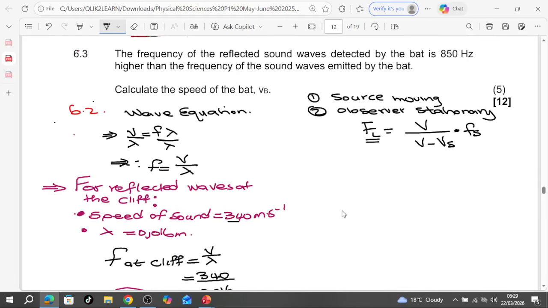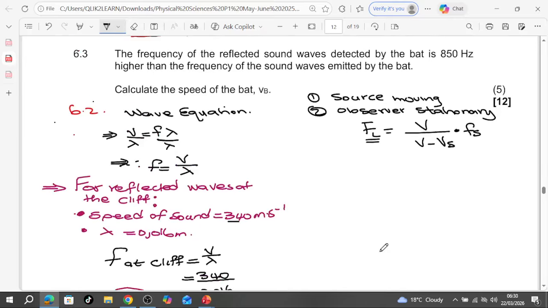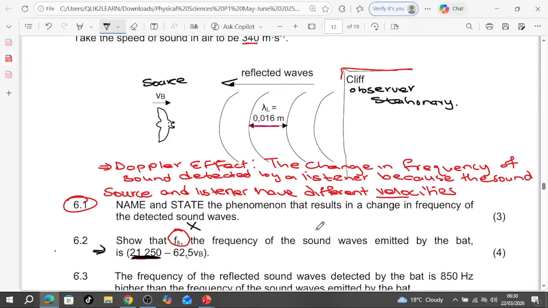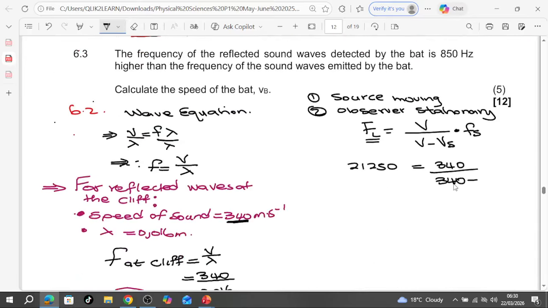Okay, so now we have the frequency of the listener at the cliff. The frequency of the listener, we just calculated this to be 21,250. So when we substitute, this is 21,250, and then we equate this to V, which we already know is 340. I'll have 340 on top, divided by V, which is also 340, minus the velocity of the source. They said that this source moves at VP, so the velocity is VP, and I'll substitute that as VP.